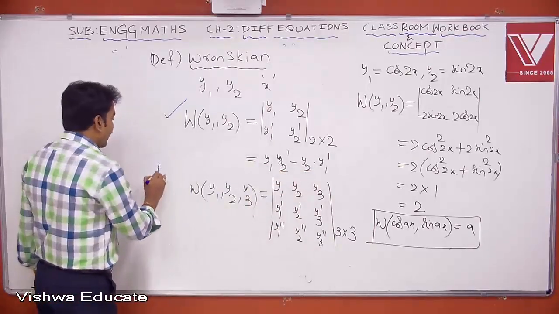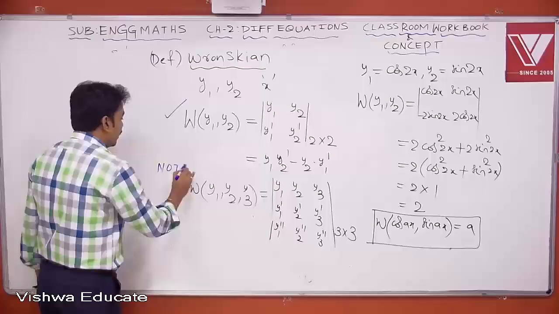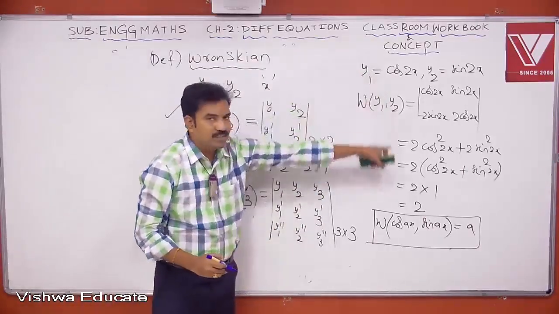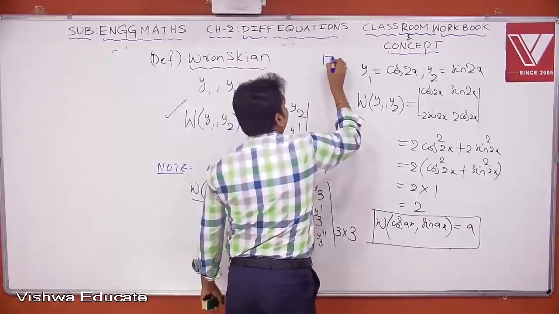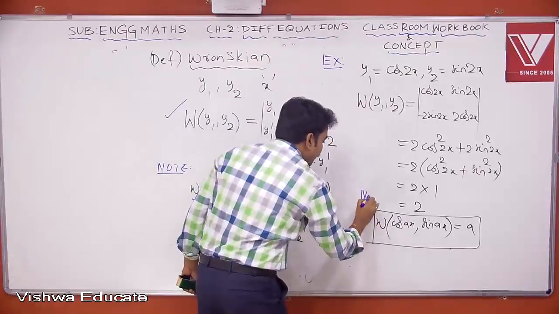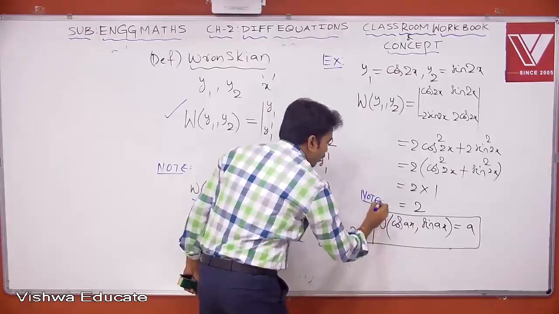Okay, so you write this as note. Wronskian for three functions followed by this example. This is an example, and then this is one conclusion. This is note. Note these points.